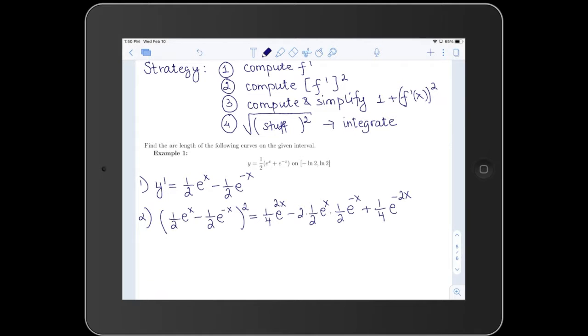Okay. So this is why I separate these problems into steps, because they can get a little bit messy. All right. Okay, so what do we have here? What is e^x times e^(−x)? Do you guys know what that is? Does anyone know? So e^x times e^(−x), what is that?